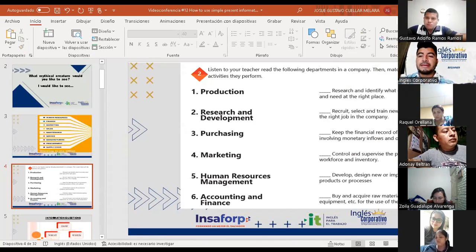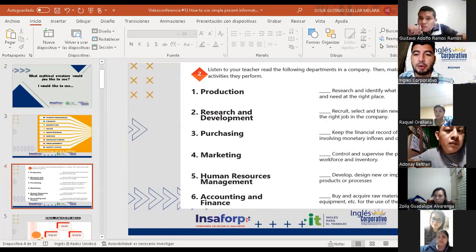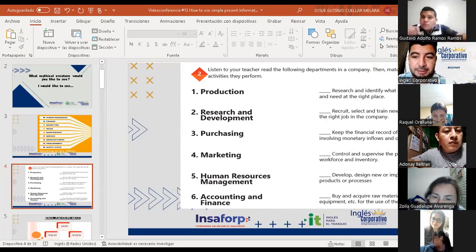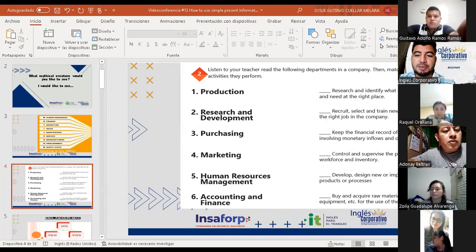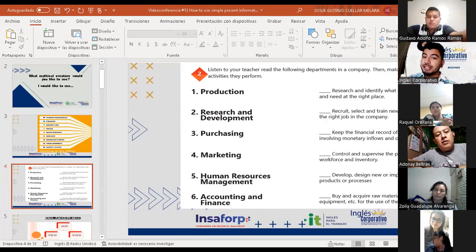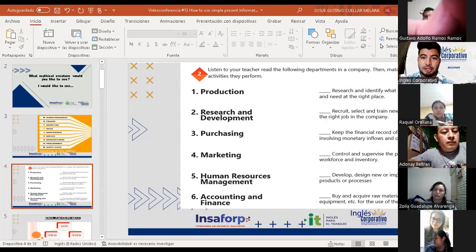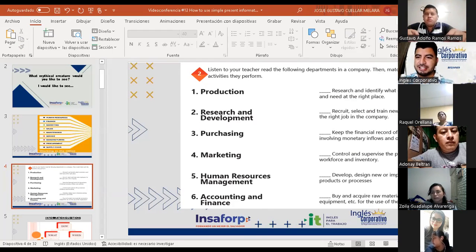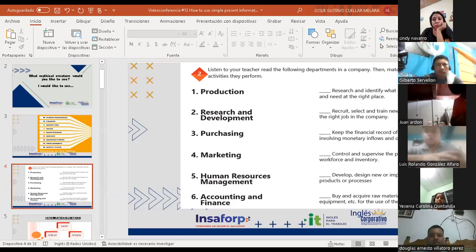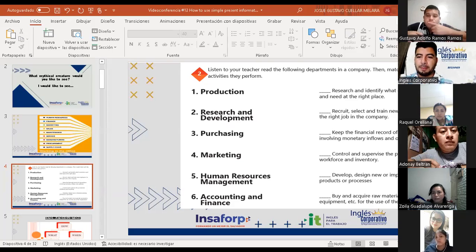So here we have this: production, research and development, purchasing, marketing, human resources, management, accounting and finance, okay? We did this yesterday, ayer hicimos esto, okay? So it means that you already know this exercise. Quiere decir que ya conocen este ejercicio, okay? Do we have volunteers to complete this exercise again? I guess we have some volunteers and it is not that difficult because we have studied this before, okay?